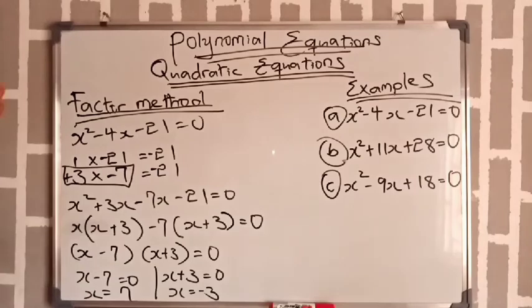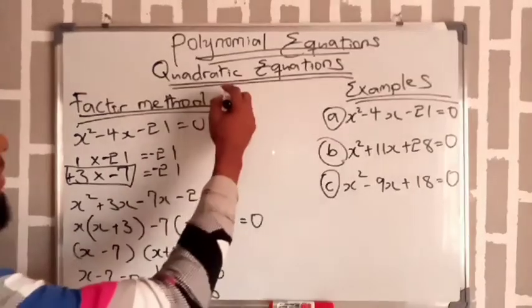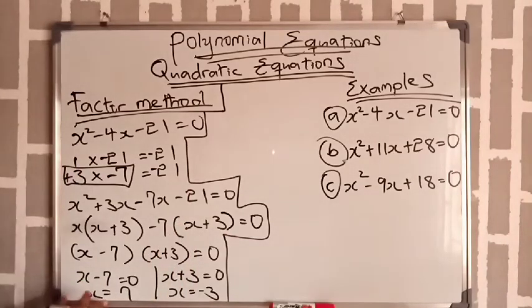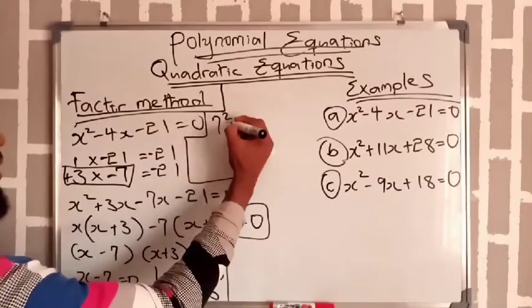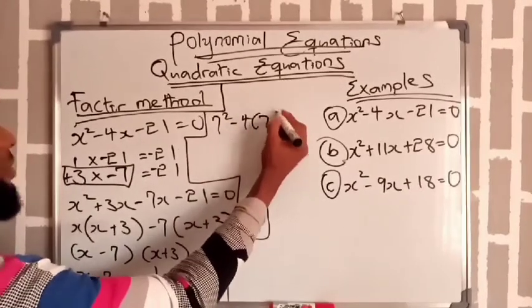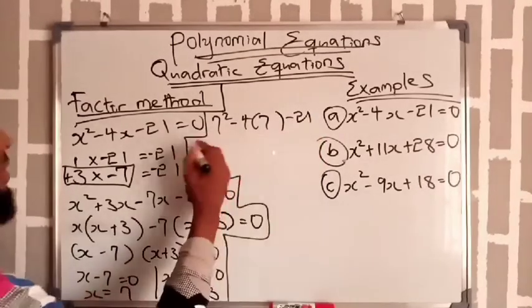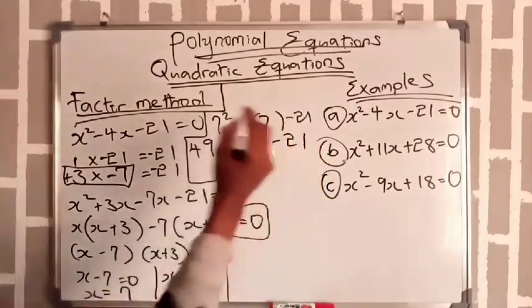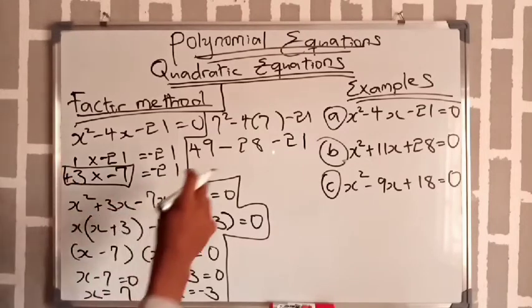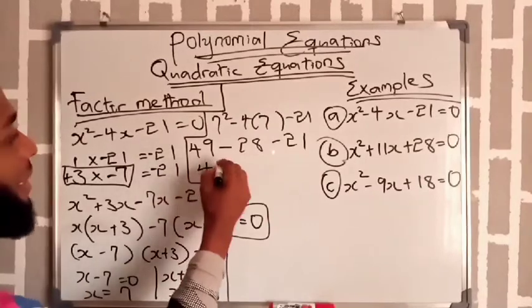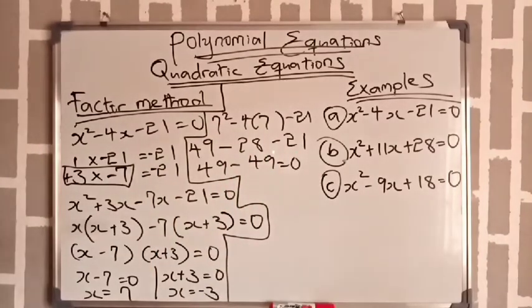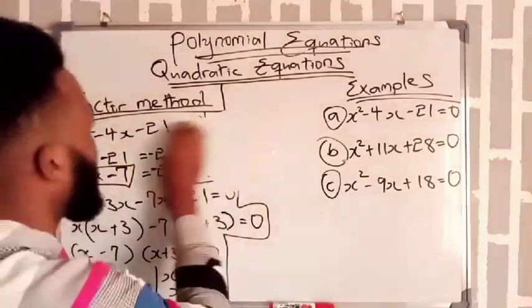As simple as that. So I won't solve B and C as slowly as I'm doing now. I will just show you how to do it. I might just do one for you, then you do the other one yourself. So let's substitute 7 here, which is 7 squared minus 4 into 7 minus 21. It should give us 0. This is 49 minus 28 minus 21. 49 minus 28 minus 21 gives 0. If you substitute minus 3 also, you get the same thing. That shows that what we solved is absolutely correct.